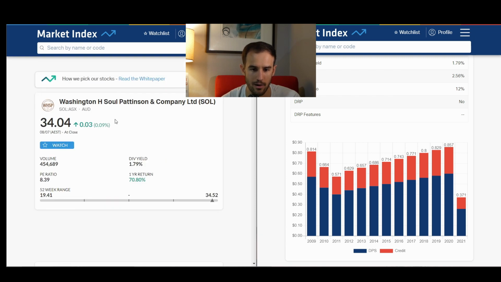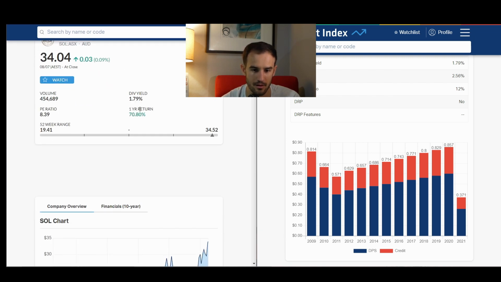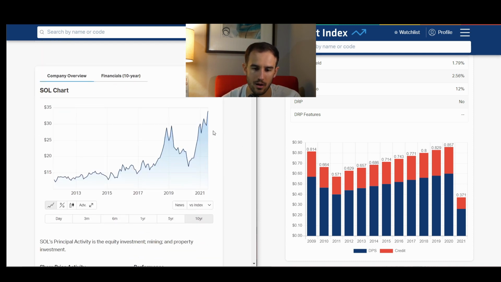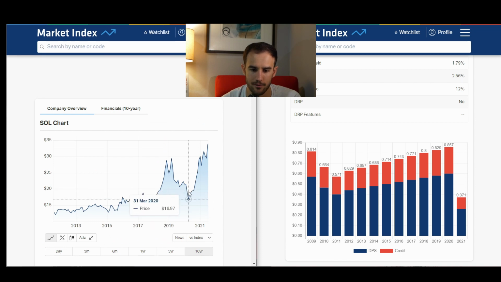Washington H. Soul Pattinson and Company, which is listed on the ASX, a dividend yield of 1.79%. This is about 7 times lower than AGL's dividend yield. So what's going on here? Well, if we look at the stock price, you can see that from the middle of 2020 until today, it's had a big significant increase in the stock price. And if we look at the company's dividend history, you can see a very consistent dividend increase over every single year as far as the data goes back.